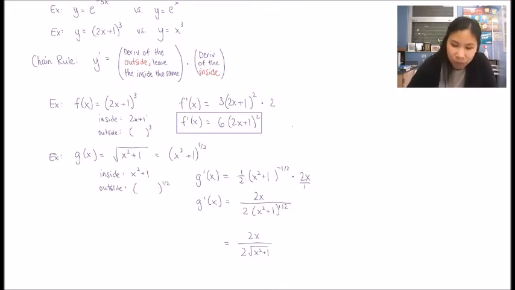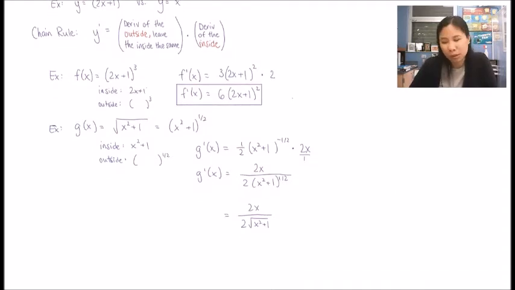I also want to simplify this a little bit more because I can reduce, because both the top and the bottom have a 2 in it. So my final answer is going to look like this. I've got the x on top over the square root of x squared plus 1.